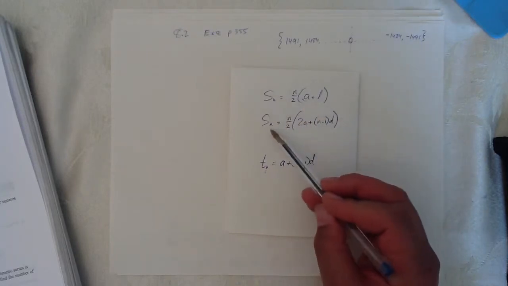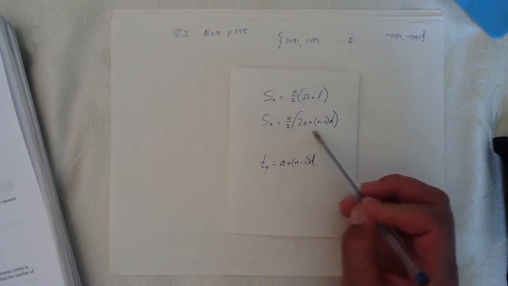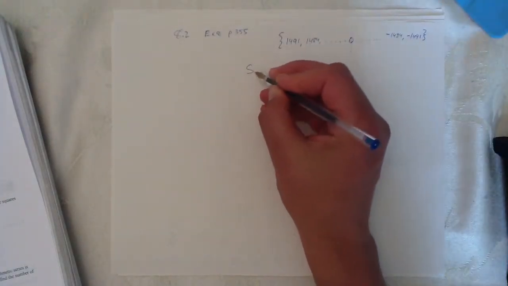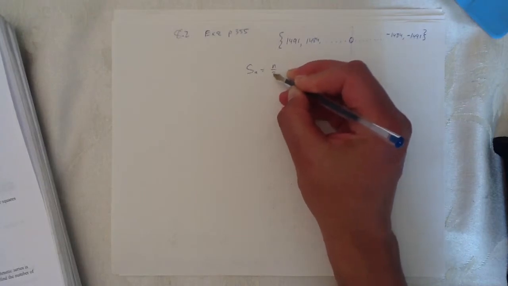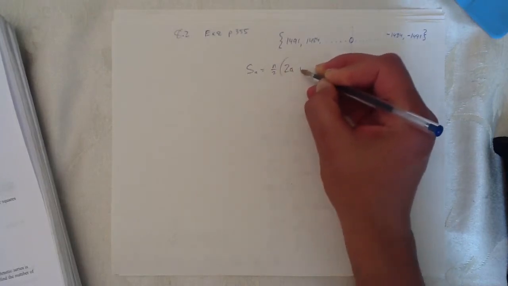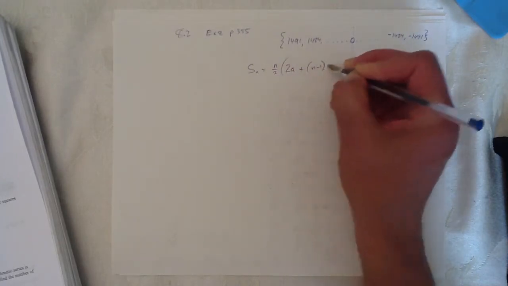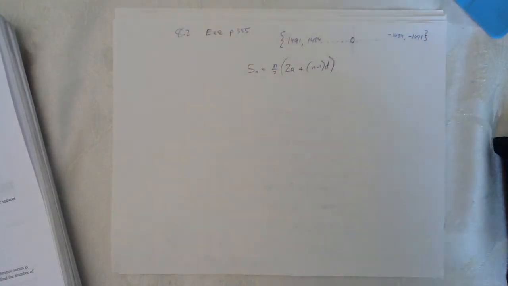So we'll use this one down here where 0 equals all this stuff. Let's start writing in what we know. So first of all, the formula again, n over 2, 2a plus n minus 1 d. Why don't you pause the video and see if you can take it from there, given that you have the formula.